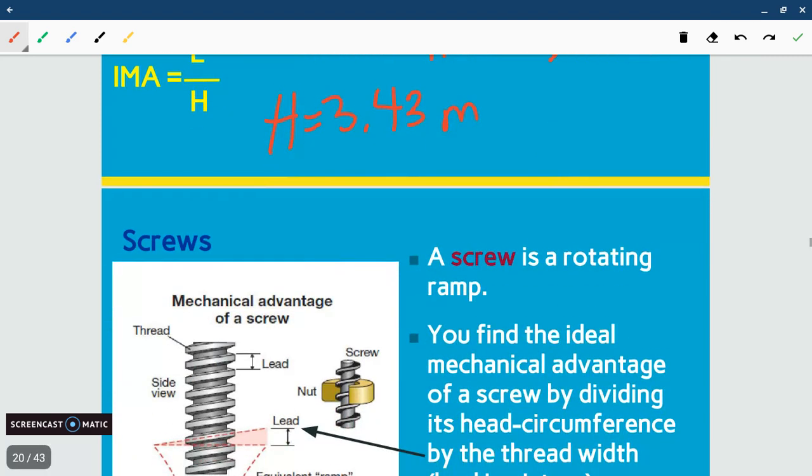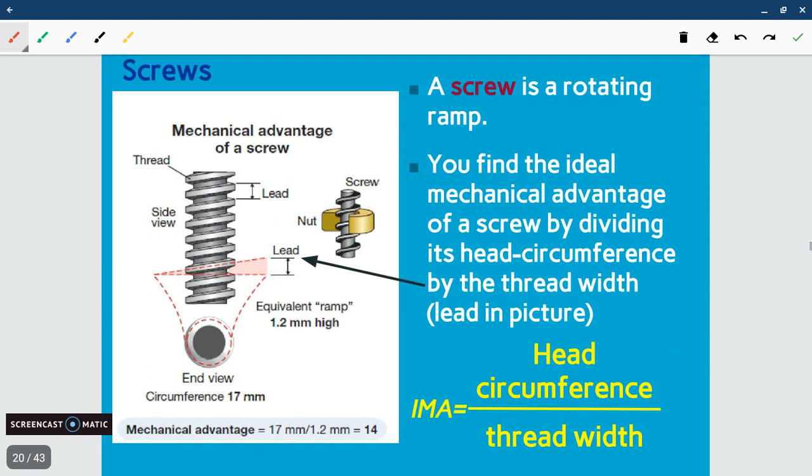Okay. If I look then at a screw, a screw is simply a rotating ramp. You take a ramp and you rotate it or you twist it into a coil and you now have a screw. So an example of a screw obviously would be a screw, but also a spiral staircase would be a screw, a road that winds back and forth, a switchback road on a mountain to help you get to the top easier. Those would all be considered screws.